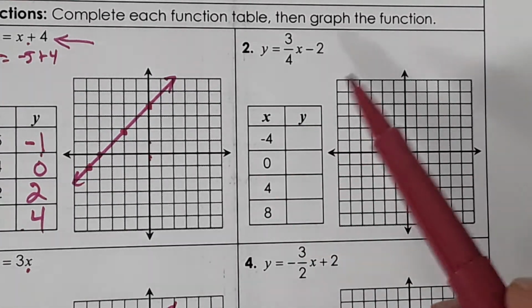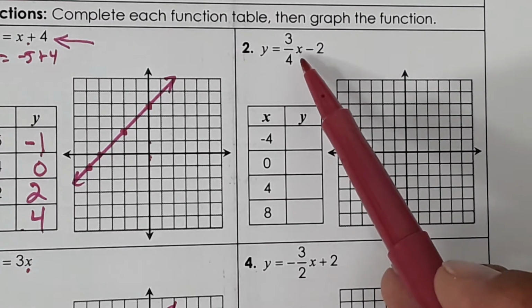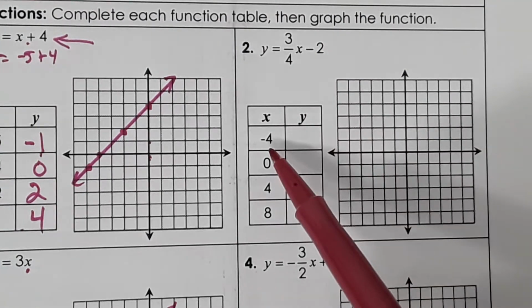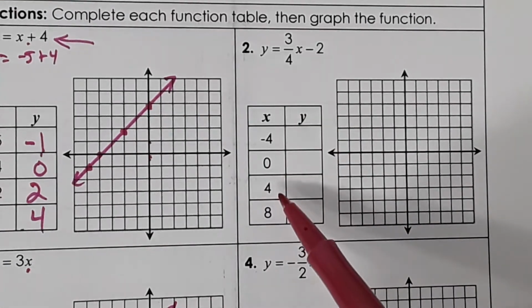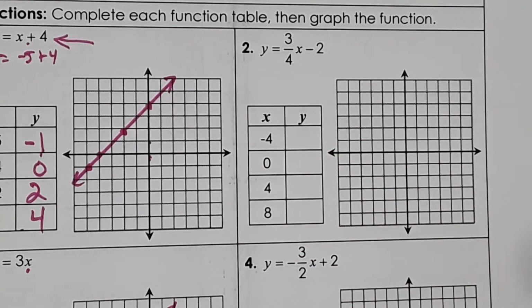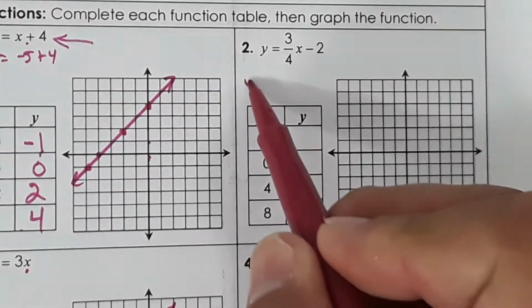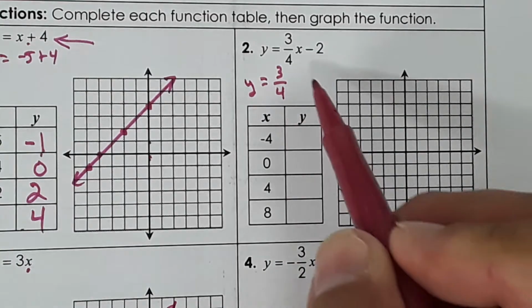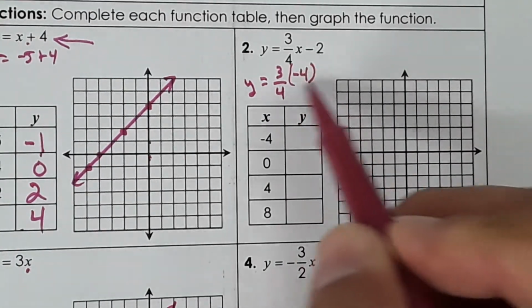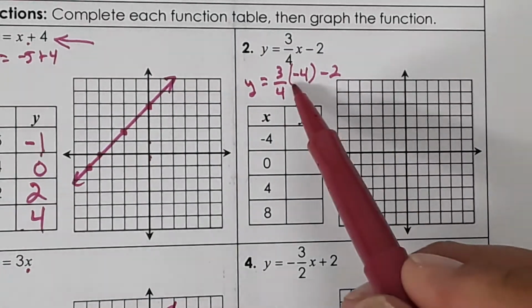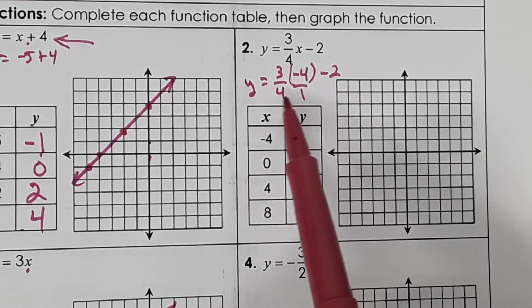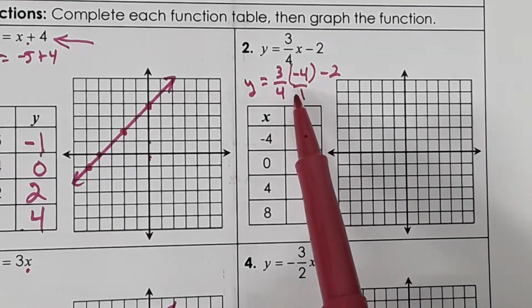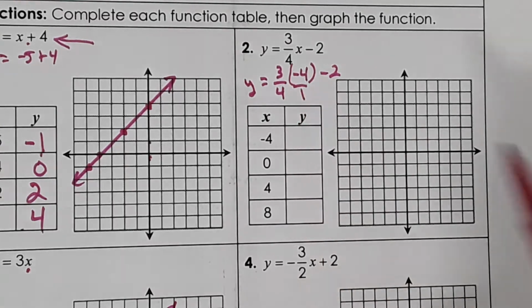I know they're picked for you here, but if you're doing your own problem, you can pick whatever input numbers you want. If it's being multiplied times a fraction, always choose a number to substitute in that is a multiple of 4. These numbers were picked because they were all multiples of 4. When you do that, this is going to end up simplifying down to a whole number. So when I plug a negative 4 in, I get y equals 3 over 4 times negative 4 minus 2. When you multiply this, 3 times negative 4 is negative 12 over 4. Negative 12 over 4 is negative 3.